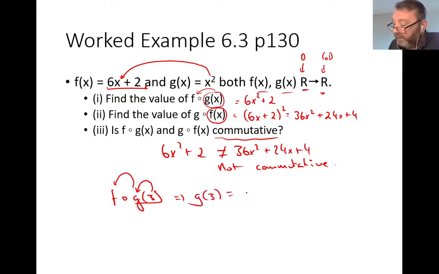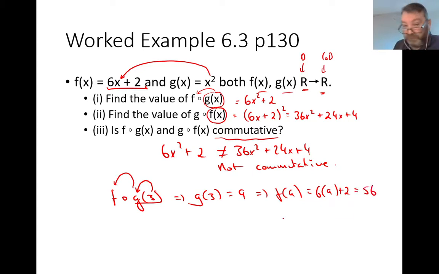So therefore, the first step would be g of 3, and g of 3 is equal to 9. So we're now going to carry that 9 into f, which means we're going to place 9 into 6x plus 2 to give me 6 9s plus 2, which is 56. 6 9s is 54, and 2 is 56. Okay, what about this one?